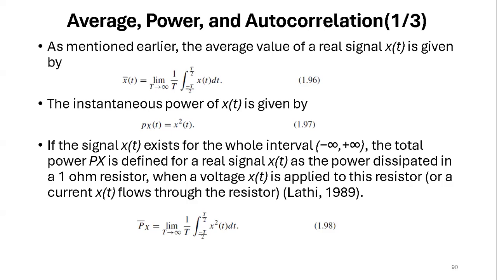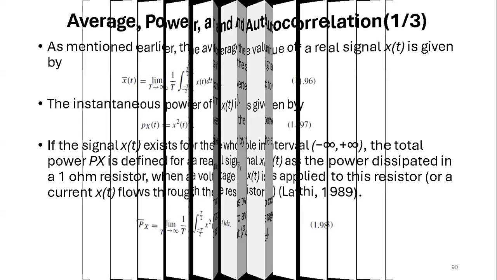The total power Px is different when using x(t) as the power is spread into a one-ohm system. The voltage x(t) is applied to this resistor, or the current x(t) flows through the resistor. Px is the limit as T tends to infinity of 1/T times the integral from minus T/2 to T/2 of x squared dt.